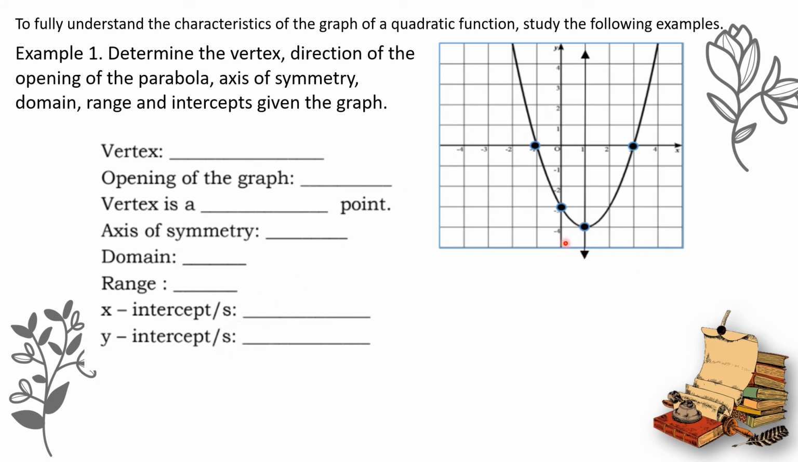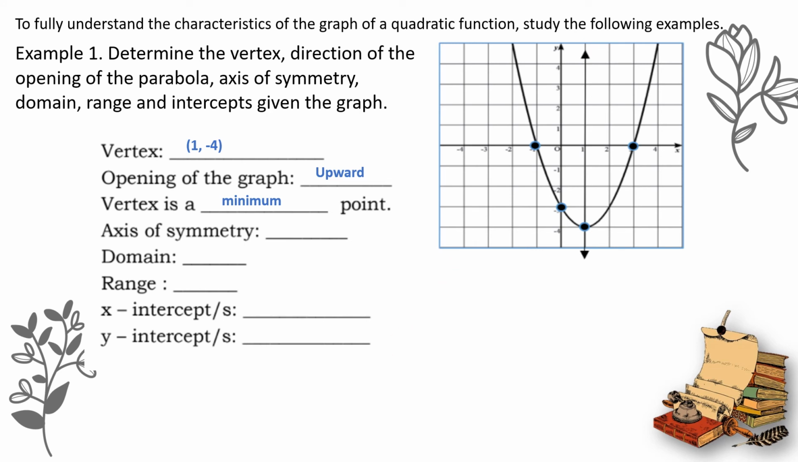Dito po, upon merely seeing the graph of a quadratic function, makikita po natin yung vertex. Ito po ang vertex niya. So, ano po yung x niya? 1. Umakyat siya ng 1, 2, 3, 4. So, ibig sabihin, ang vertex niya po ay 1, negative 4. Yan. Opening of the graph. Open up, open downward. Opening upward. Vertex is a point. Kapag yan ay open upward, minimum point. Axis of symmetry. Ito ang axis of symmetry niya.